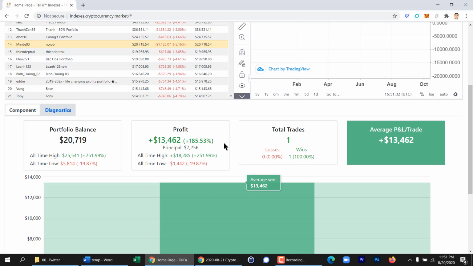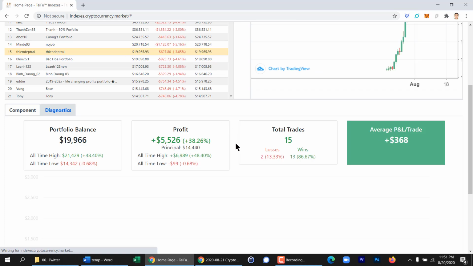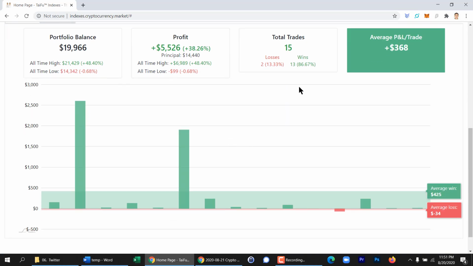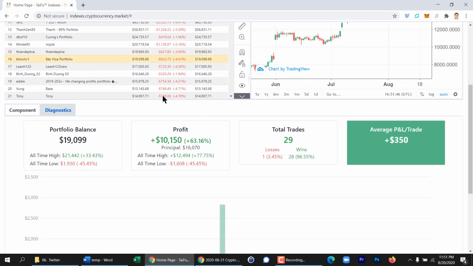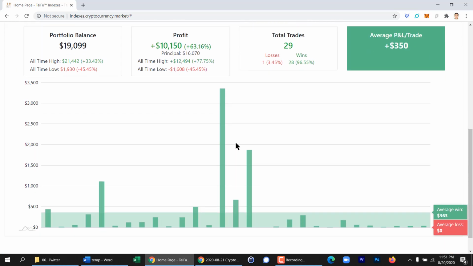Don't let this number fool you. Okay, so let's go to the next one. All right, this one is just too low, and this winning percentage is too high. So that means that this is a new portfolio, so there's not much for us to diagnose there. So this is 29 trades.